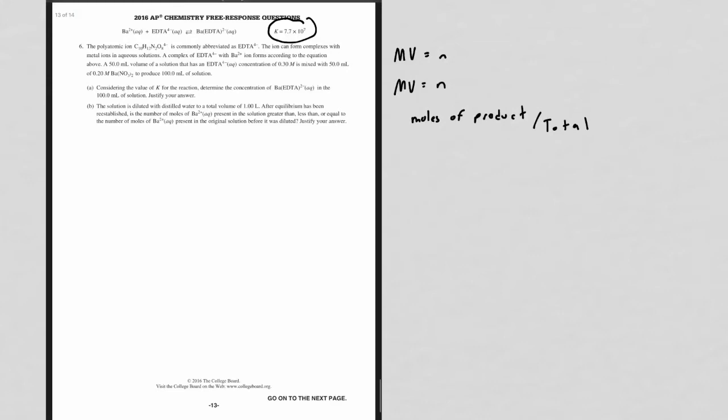Tiny. The second part of that question says the solution is diluted with distilled water, okay? And then it asks about the number of moles of ions. Look, whenever you dilute something, think about this: does it cause more or less of the stuff to dissolve or form ions? Okay, that's how you should look at this.